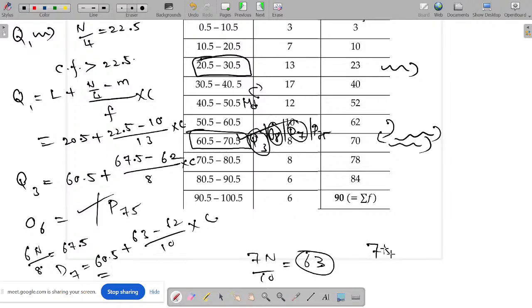See, what is 7n by 10? I have to calculate D7, which means I need to get this value, 7n by 10. If this is 63, then this will be your CF greater than 63. Then this will be the D7 class. Am I right? This value will be different, but this will be the D7 class. So what is this value you're getting? D7? This is right. I was telling that this will be the D7 class.